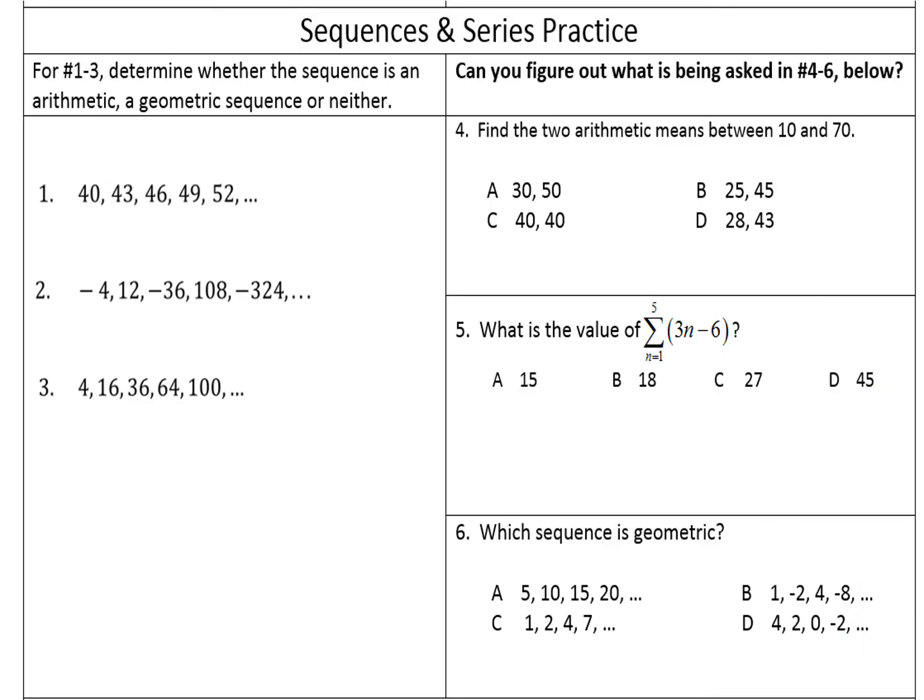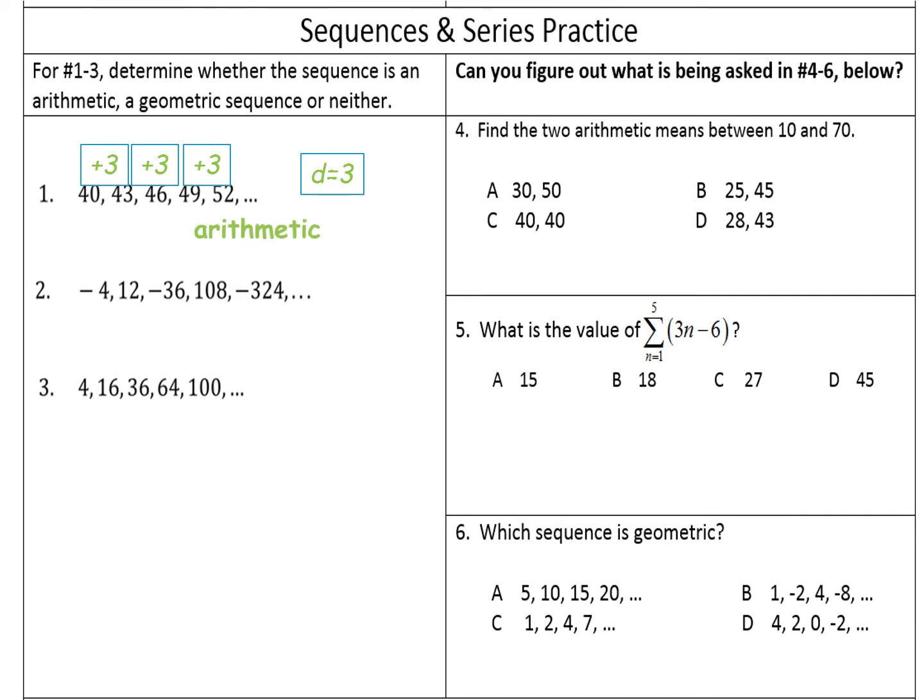Here are some practice problems that we are going to do. We're going to start off by determining if a sequence is arithmetic or geometric or neither. When I go from 40 to 43 to 46 to 49, see that we're adding 3 to each one, so that tells me there's a common difference. Anytime I have a common difference, it is arithmetic.